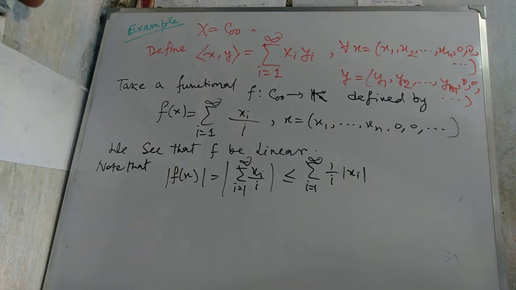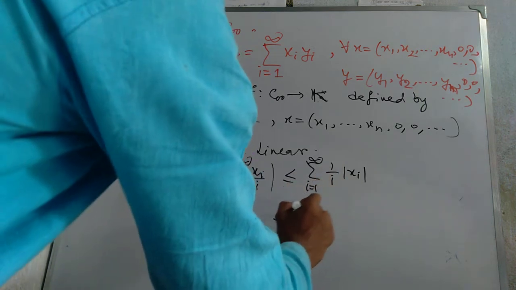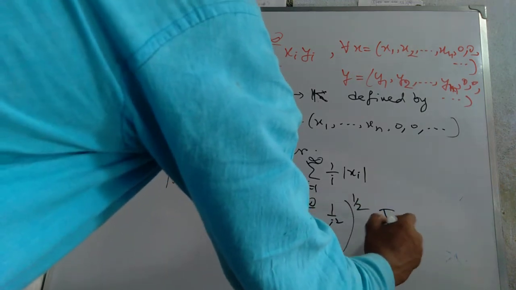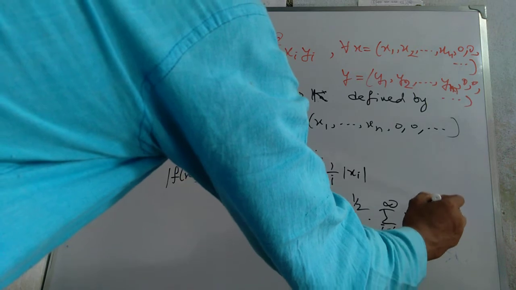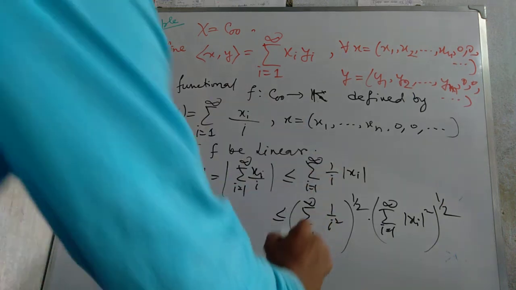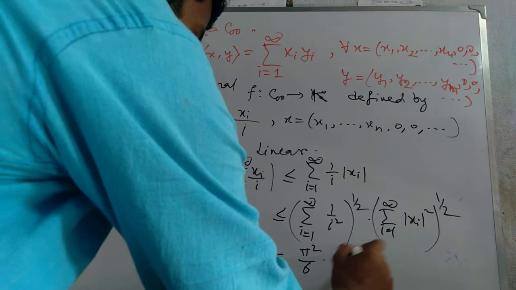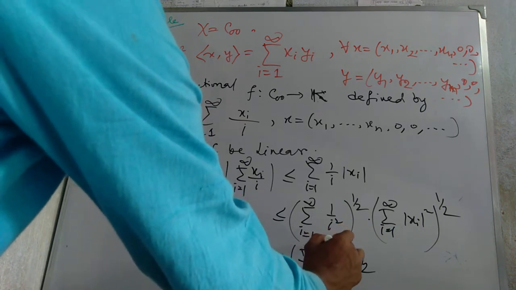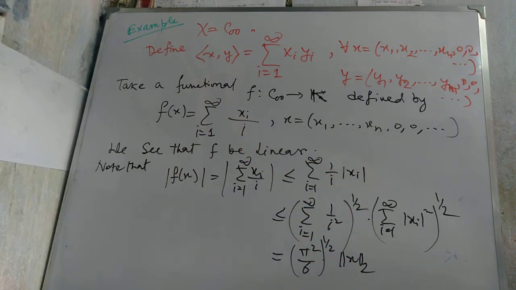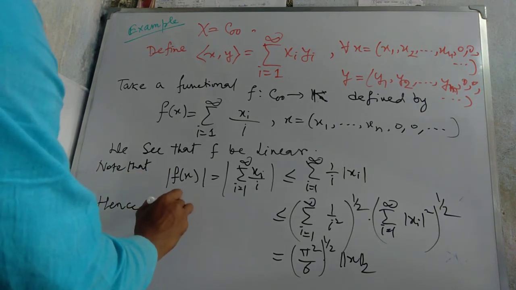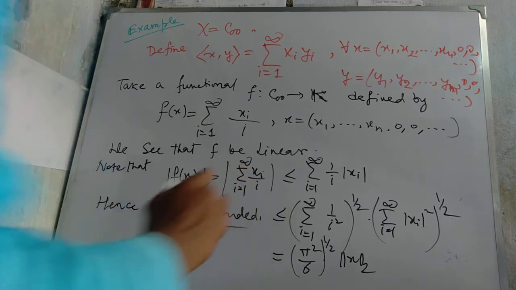Then what happened? Then this is less than or equal to the sum from i equals 1 to infinity of 1 by i square, whole to the power half, and the sum from i equals 1 to infinity of norm of xi square, whole to the power half. So what happened? If this one equals pi square by 6, and this one equals norm of x2. Here, pi square by 6 whole to the power half, that means the sum of 1 by n square from 1 to infinity equals pi square by 6. This one is an important result. So what we see is that hence it is bounded.